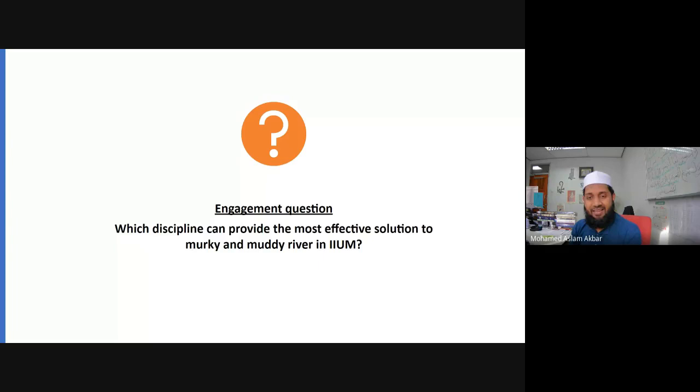Okay, just give the answers only. I'm not asking you that. I'm asking you which discipline. Just name only the discipline. Discipline names only. Yes, strict actions by IIUM need to be given to a responsible party who caused the soil. No, this is not it. Someone is causing that? It's nature. You need to know this. Why did our river become tetari?